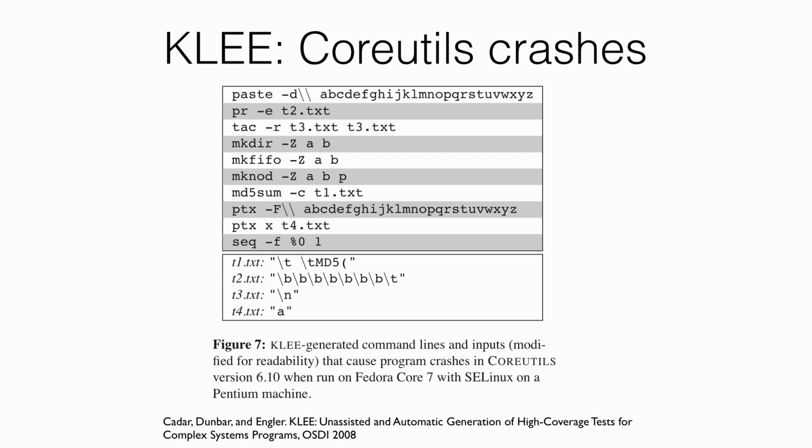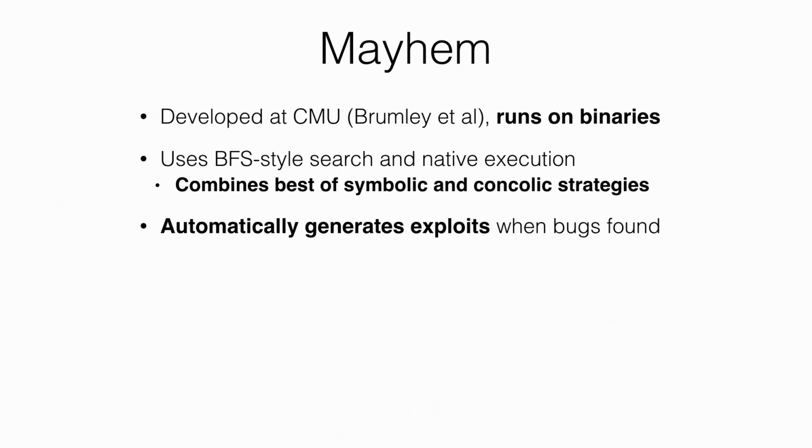So since these second-generation tools of KLEE and SAGE, there have been further developments. One of them is the Mayhem system developed at Carnegie Mellon by Dave Brumley and his collaborators, and it runs on actual executables, that is, binaries. Like KLEE, it uses a breadth-first search style search, but it also uses native execution, combining the best of symbolic and concolic strategies. And as an interesting twist, it will automatically generate exploits when bugs are found, to shine a light on the fact that these bugs could, in fact, be security critical.